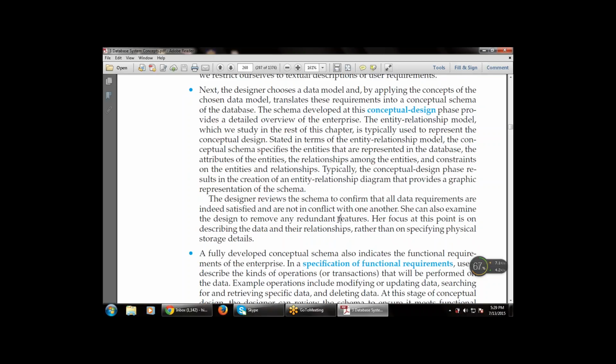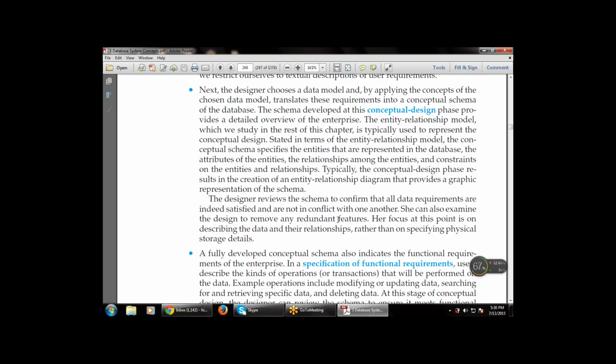So first is gathering the requirement from the users. Next is to choose a data model, or build a data model by applying the concept of a chosen data model. Then next is a fully developed conceptual schema that indicates the functional requirement of the enterprise. That is, what is the conceptual schema, what are the various functional requirements of the enterprise. In a specification of functional requirement, the user describes the kinds of operation, that is, what are the types of operations, or what are the requirements that are given by the user.